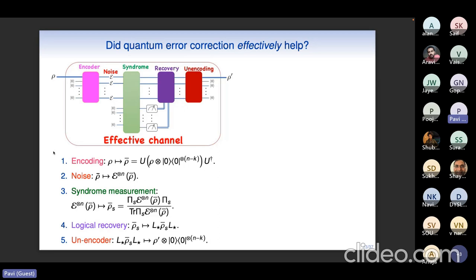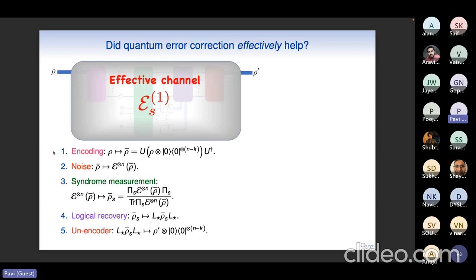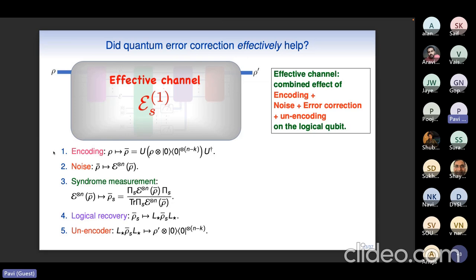And because we can think of it as an effective transformation, we can now black box this whole thing, and we can say, this is an effective channel that describes what happens after encoding, noise, error correction, and decoding. So like this, I can now forget about the details of the quantum error correction process itself, and just think of it as I started off with a situation where I had physical noise described by epsilon. After all this mechanism, I got a situation where I have effective noise labeled by epsilon 1.